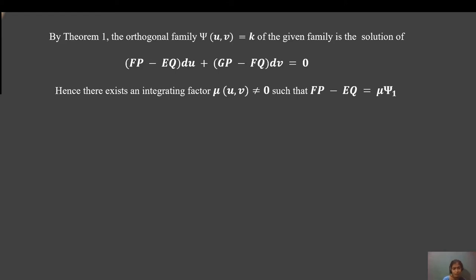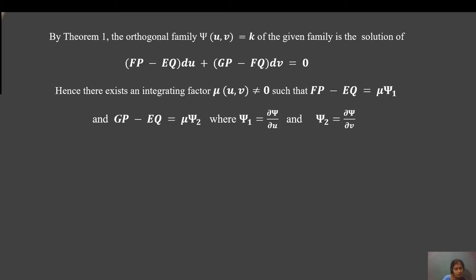How is the equation given? With P and Q in both, it is generated in this form. There exists an integrating factor mu(u,v) not equal to 0, such that fP minus eQ equals mu xi 1 and gP minus fQ equals mu xi 2, where phi 1 equals del phi upon del u and phi 2 equals del phi upon del v.